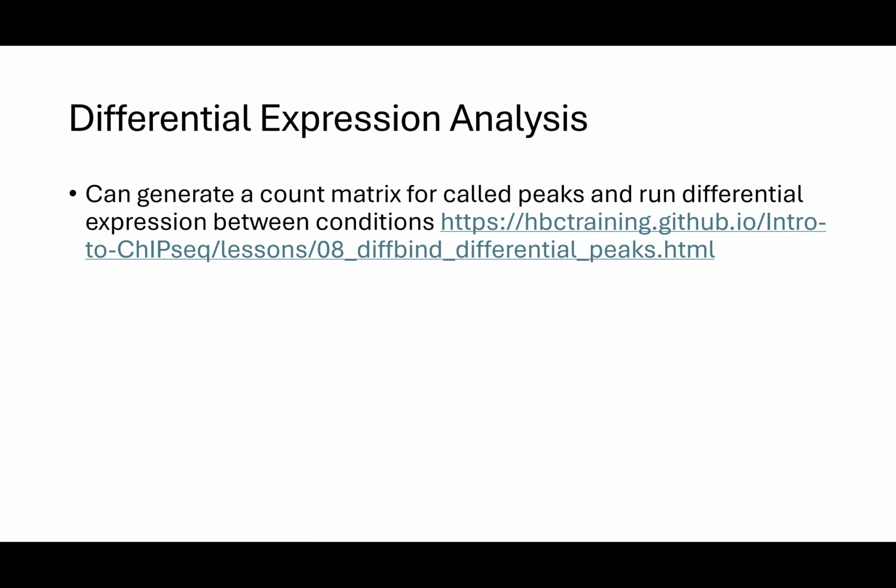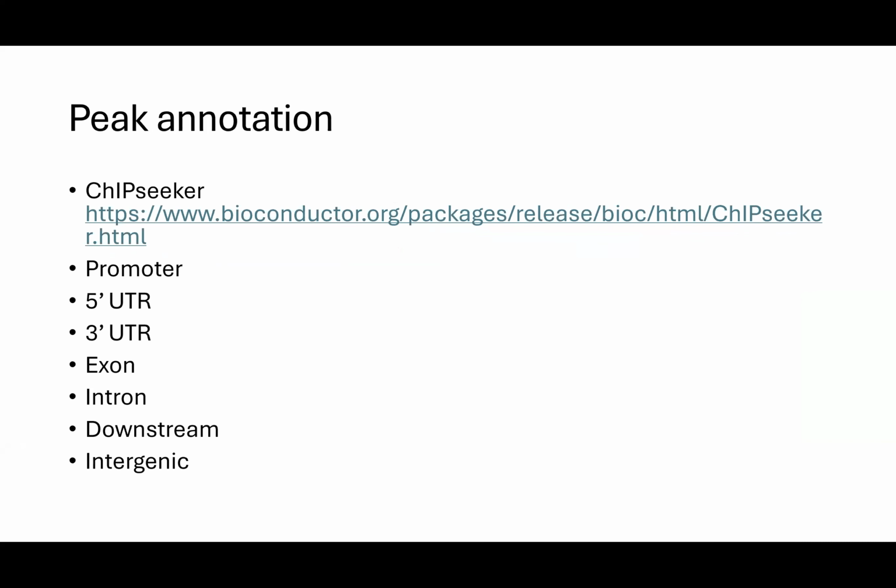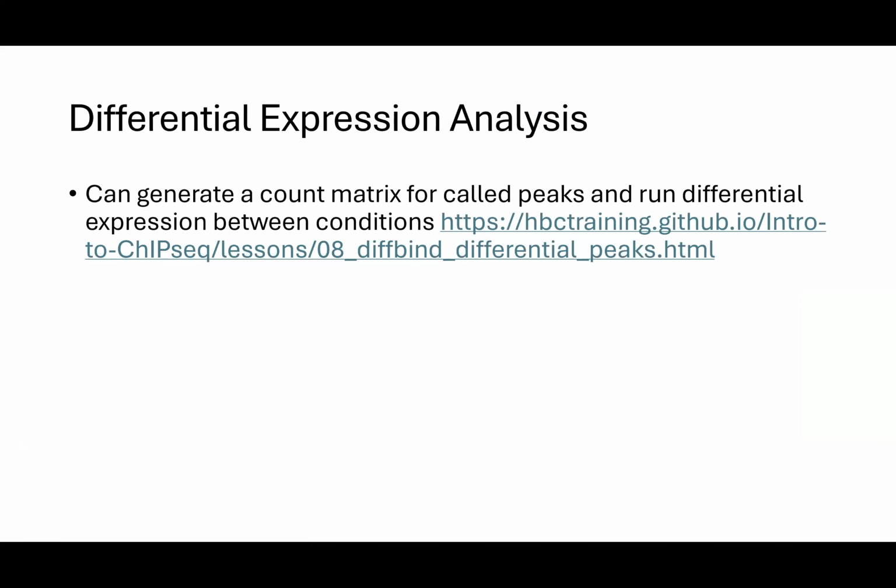Once you've decided what the peaks are, you can generate a count matrix. Rows would be each of your loci of interest or peaks, and columns would be your different samples, and you'll get a count of the reads there. Then you can run differential expression between conditions like we did for RNA-seq. I won't go into detail.